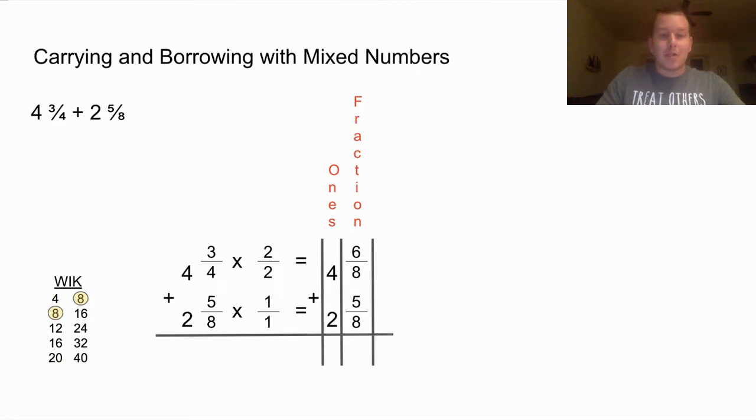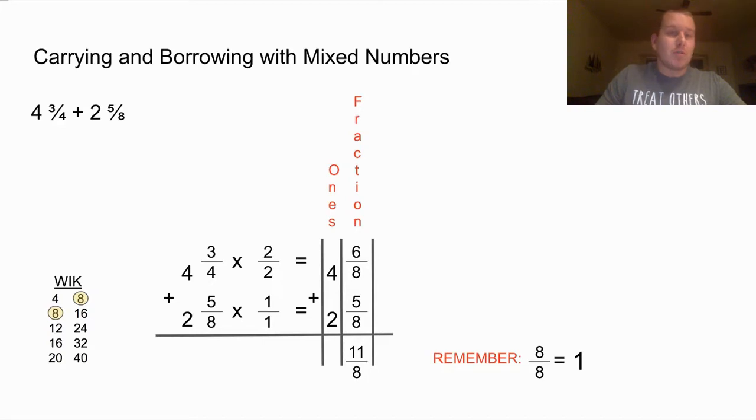Now, we're going to add just like we normally would, but something I noticed right away is 6 plus 5 gives me 11, and now I have an improper fraction, or a fraction where the numerator is greater than the denominator. So something we need to remember is that any number over itself is equivalent to 1. So in this case, 8 over 8 is equivalent to 1.